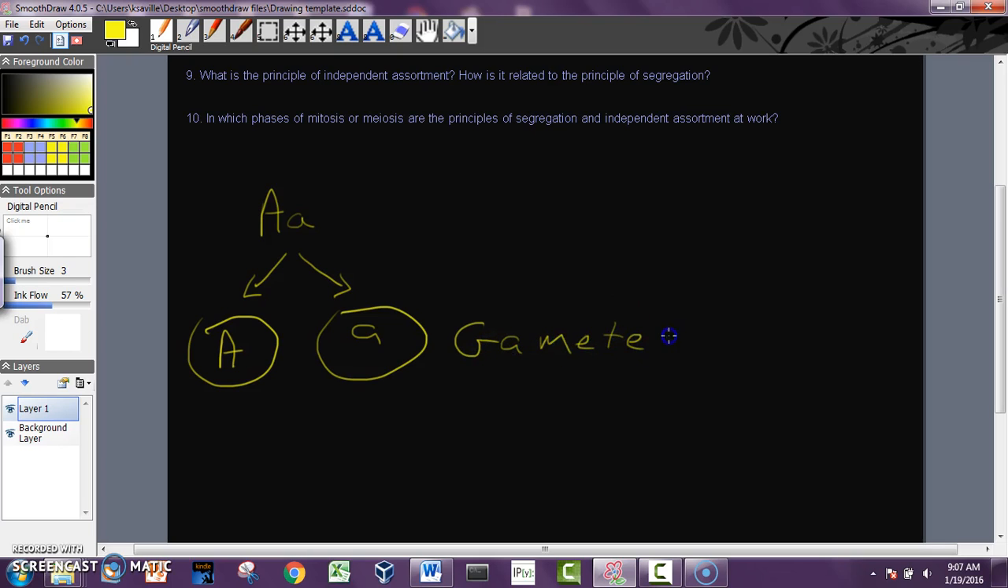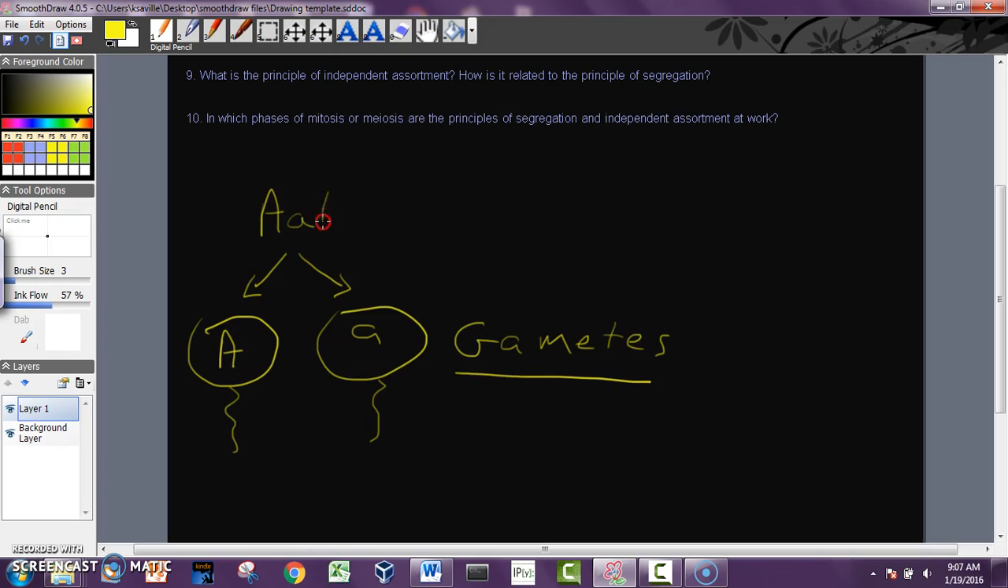Gametes are really important. Gametes are the basis of reproduction. Let's say this is a cell, this is a male, and those would be a couple of sperm cells. That's what we mean by gametes. Big A and little a segregate into separate gametes. You can't get both big A and little a in the same gamete. You have to get big A and little a into separate gametes.